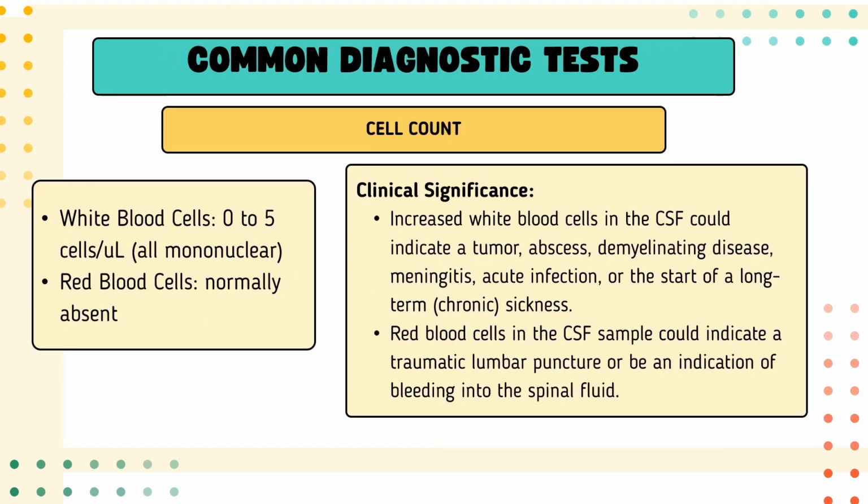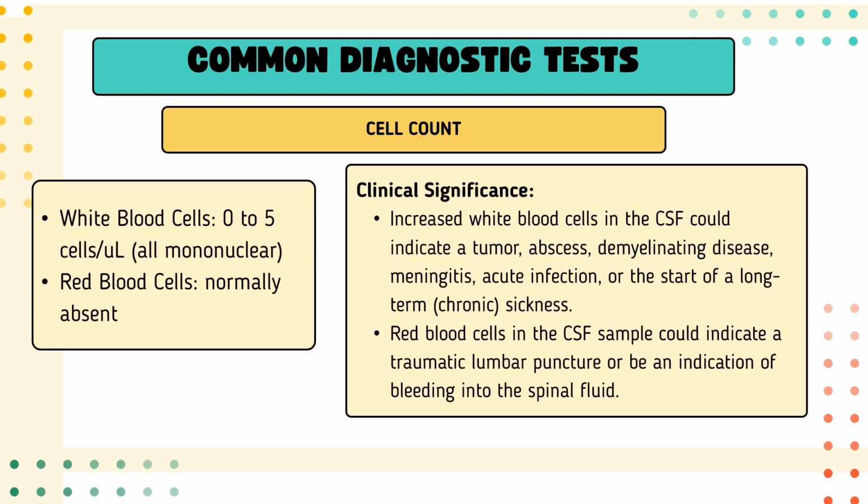For the common diagnostic tests of CSF, we have the cell count. It identifies and measures the CSF's red blood cells and white blood cells. The normal range for white blood cells, 0 to 5 cells per microliter, all mononuclear. For red blood cells, normally it is absent.